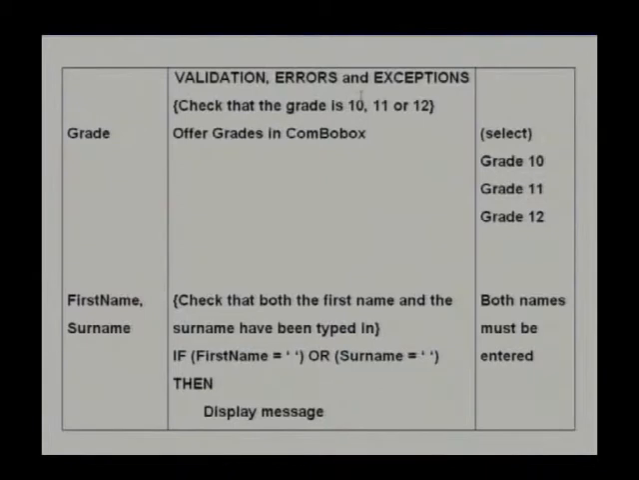Now we state what we will do about the possible problems. Note that we say what we are checking in the input column and what the user will see in the output column. These will mainly be error messages. The grades will be offered in a combo box so that the users cannot make spelling mistakes. Select will be the default to prompt the user to choose a grade.